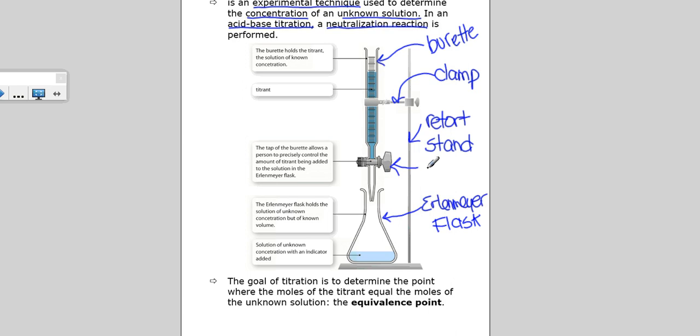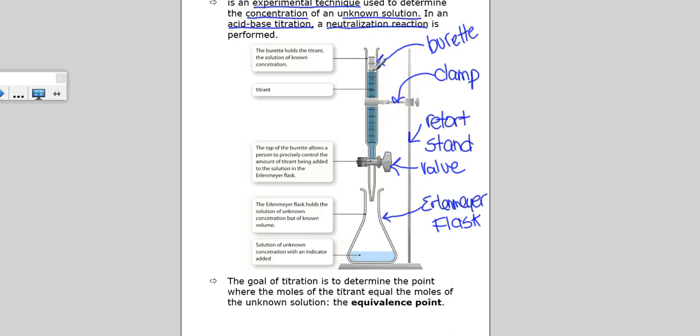So this valve, or you could say tap, there's a few names for that one, but essentially it controls how much goes out of the burette or shuts it off completely. Then there are some solutions that go inside of these pieces of equipment.